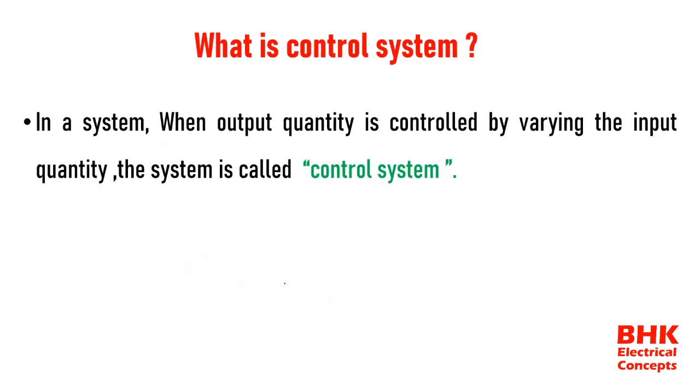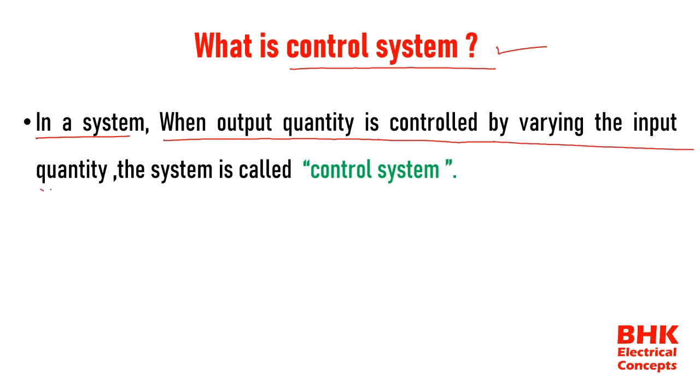Coming to the second one, what is a control system? The definition of a control system is: in a system, when the output quantity is controlled by varying the input quantity, it is called a control system.